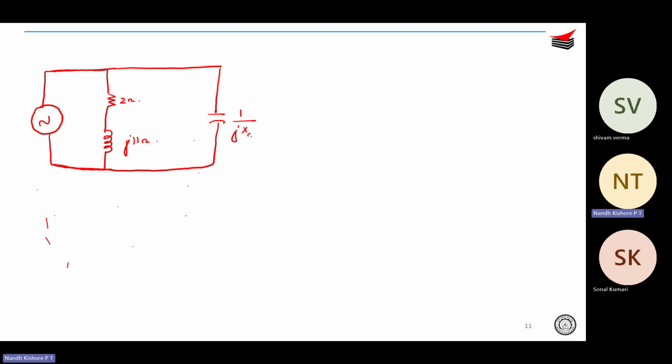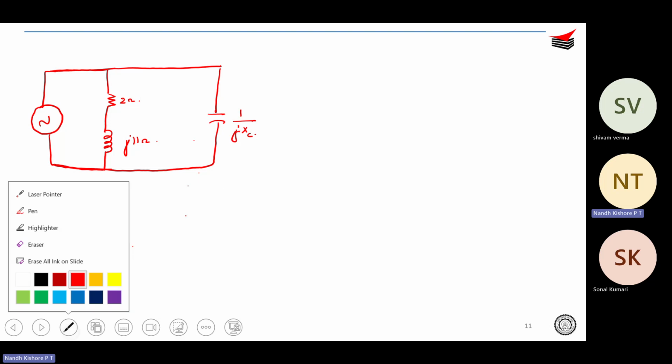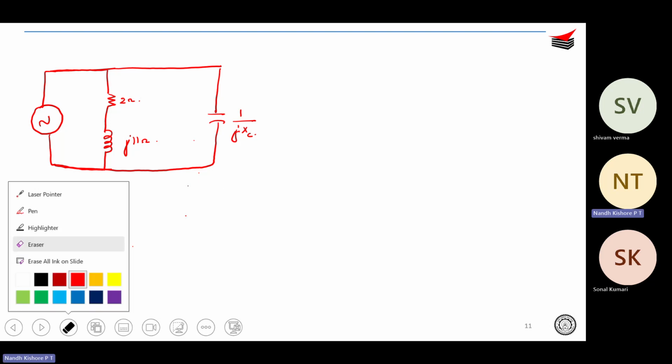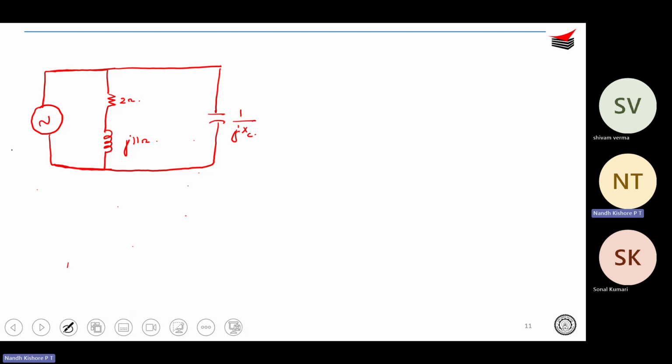So this is my 1 by jXc, right? And of course, we told that it is connected to the supply, which means that I am giving 220 volts. Of course, it's RMS single phase.